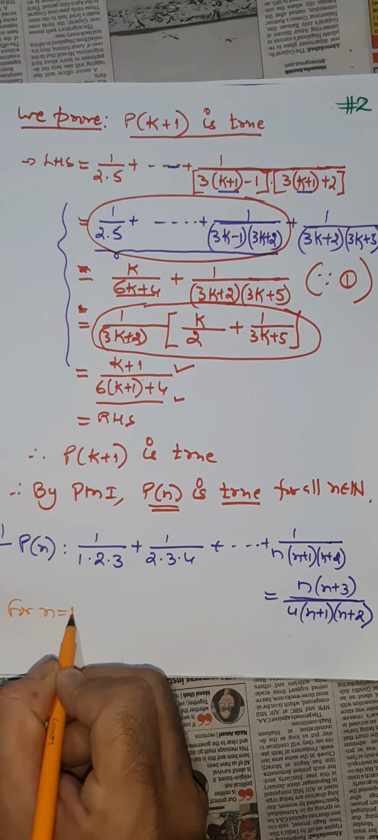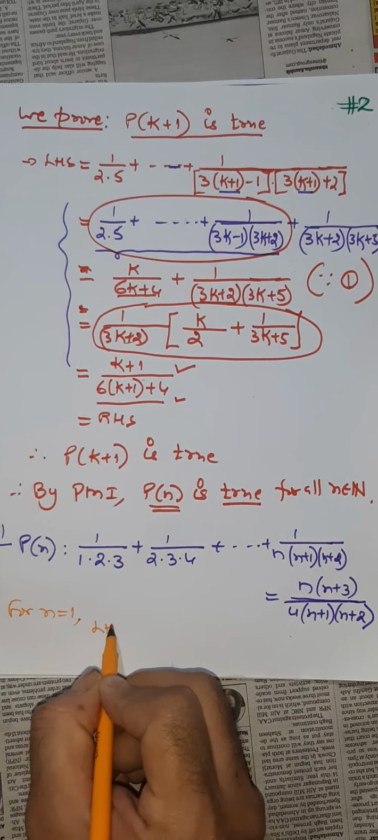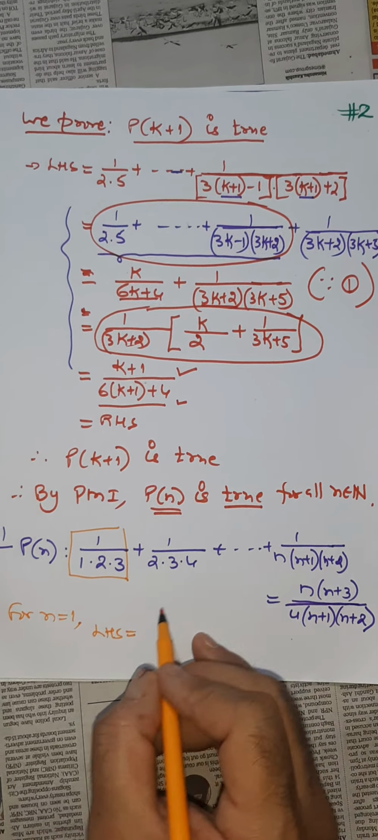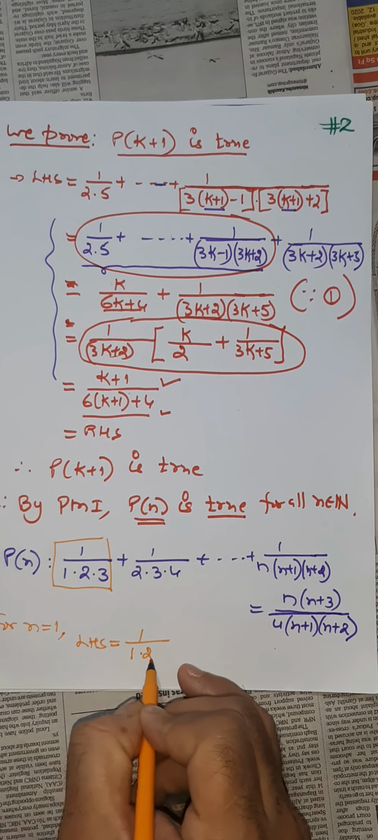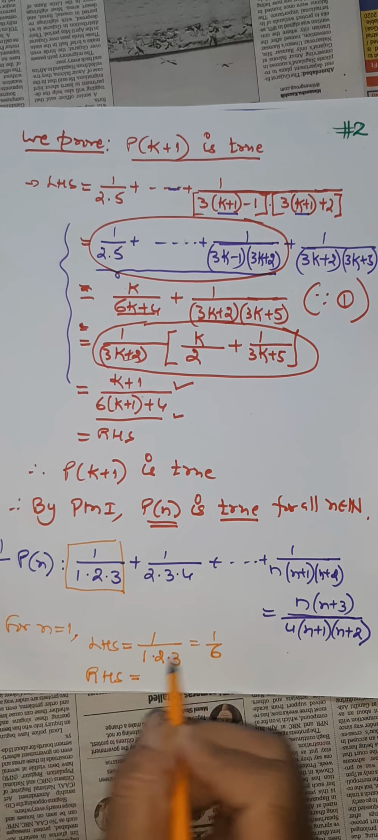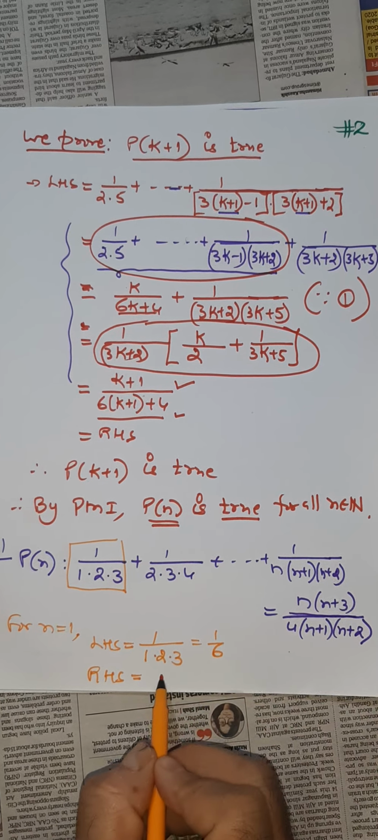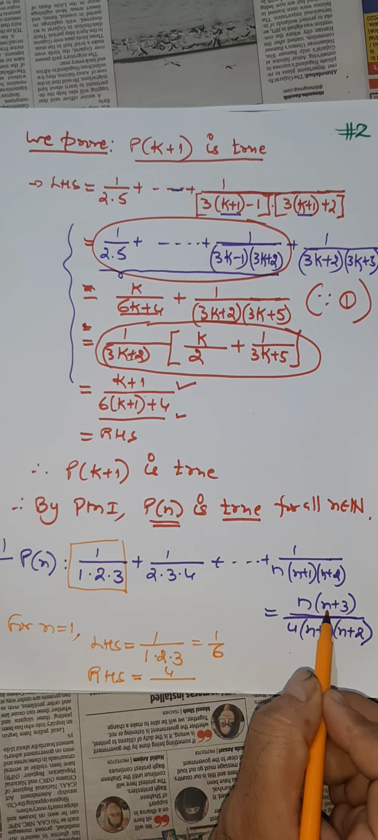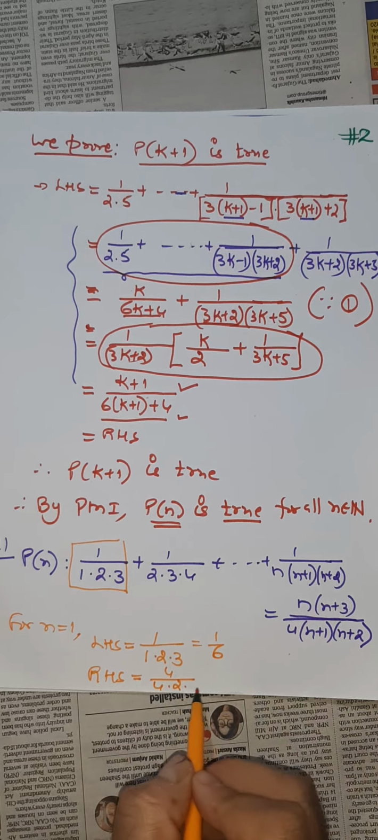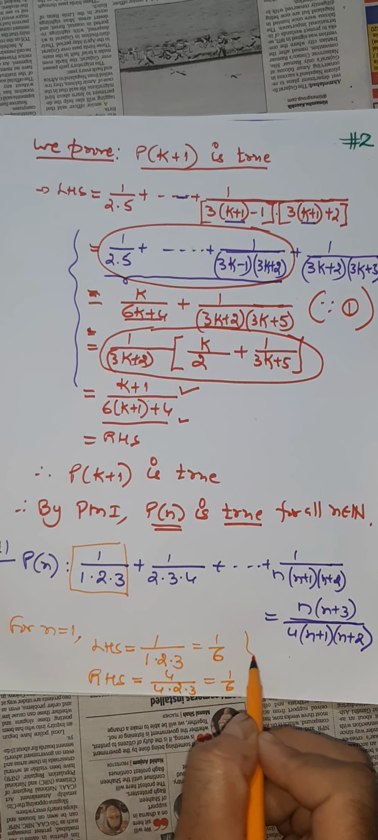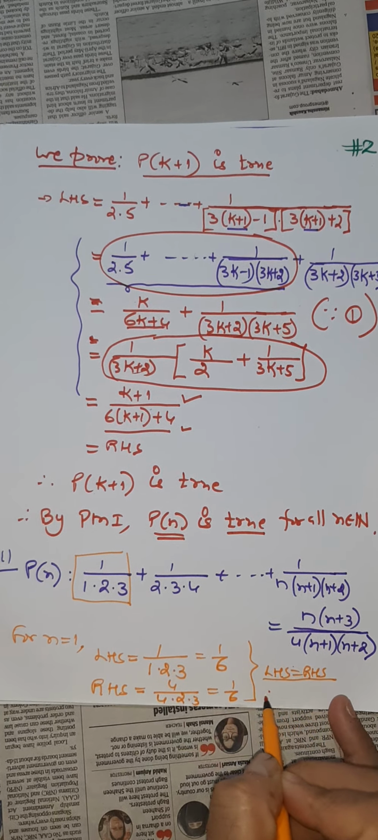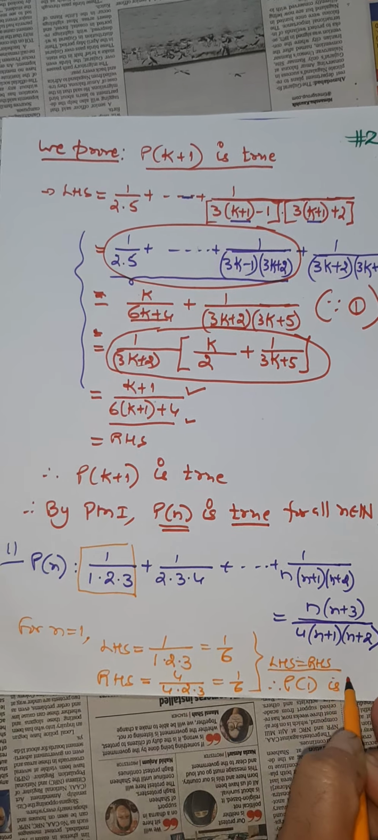Now the first part is we prove for n equals 1. So for n equals 1, left hand side is just the first term alone. You put n equals 1, you will realize, so 1 upon 1 into 2 into 3, which is 1 by 6. What's RHS? Put n equals 1. So 1 into 4, that is 4, here 4 into 2 into 3. So it is again 1 by 6. So LHS equals RHS, and therefore P of 1 is true. This is the first part.